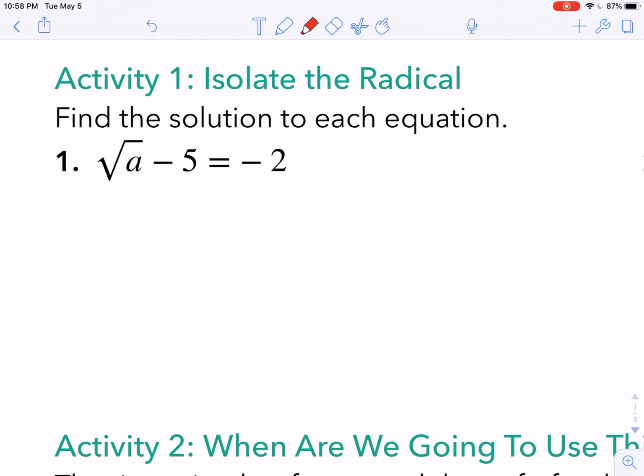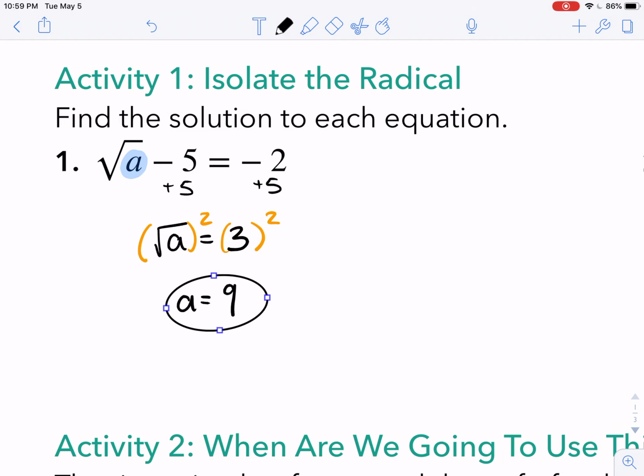So remember, whenever you solve any equation, you want to get that variable all by itself. We have the square root of a minus 5 equals negative 2, and we want to get the square root of a all by itself. So let's undo the minus 5 by adding 5 to both sides. These will cancel out, leaving us with the square root of a equals negative 2 plus 5, which is 3. Now we're going to undo the square root by squaring. What you do to one side, you have to do to the other side. That gives us that a is 9.